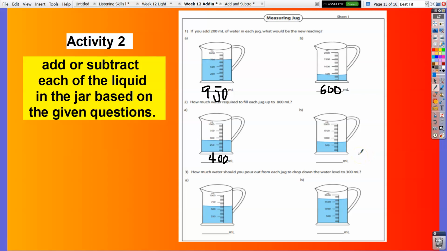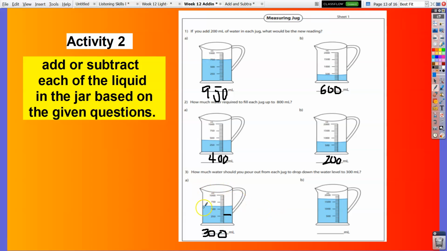For the letter B, currently this is 550, 600. So this is now in 600. So we need 200 more to reach 800. And finally, we are going to pour out water to reach 300. So this is 250. So this is the 300 level. So how much will we pour out? 50, 100, 150, 200, 250, 300. So we have to pour out 300 more.